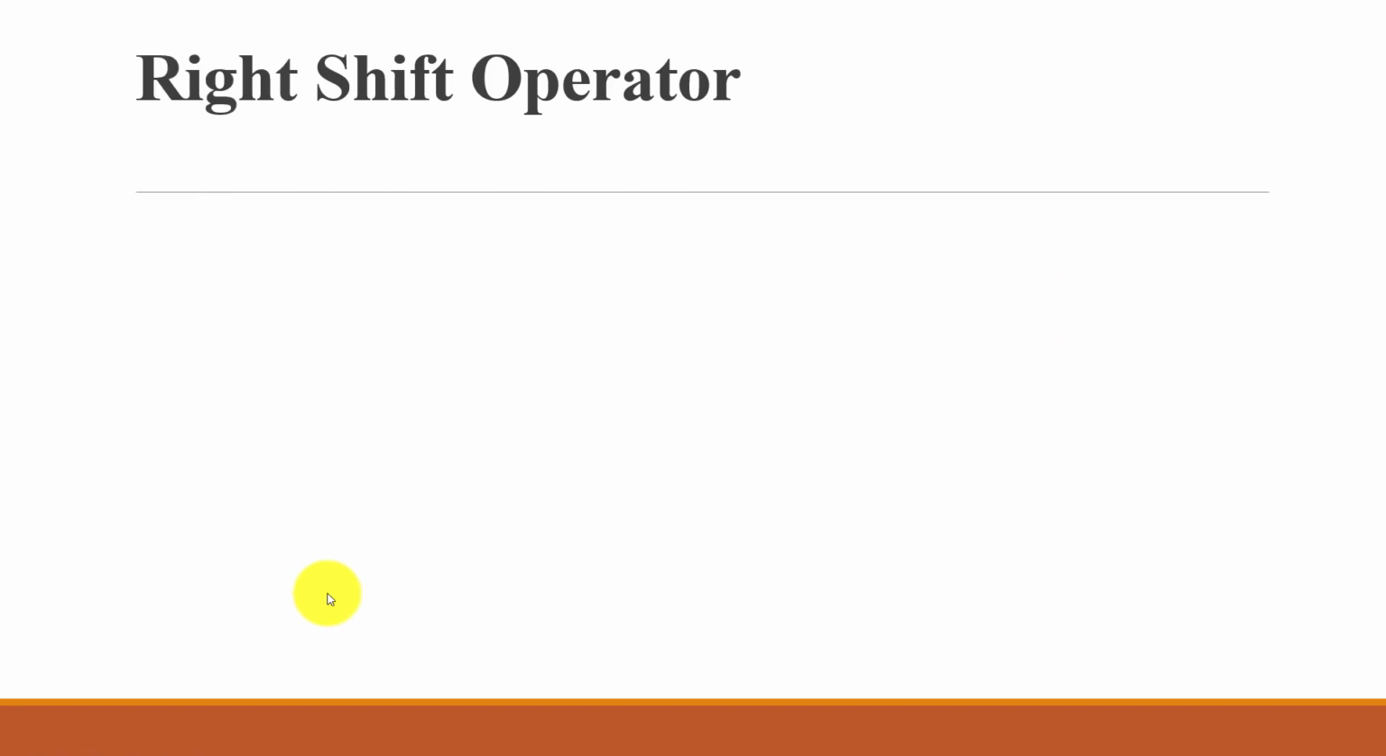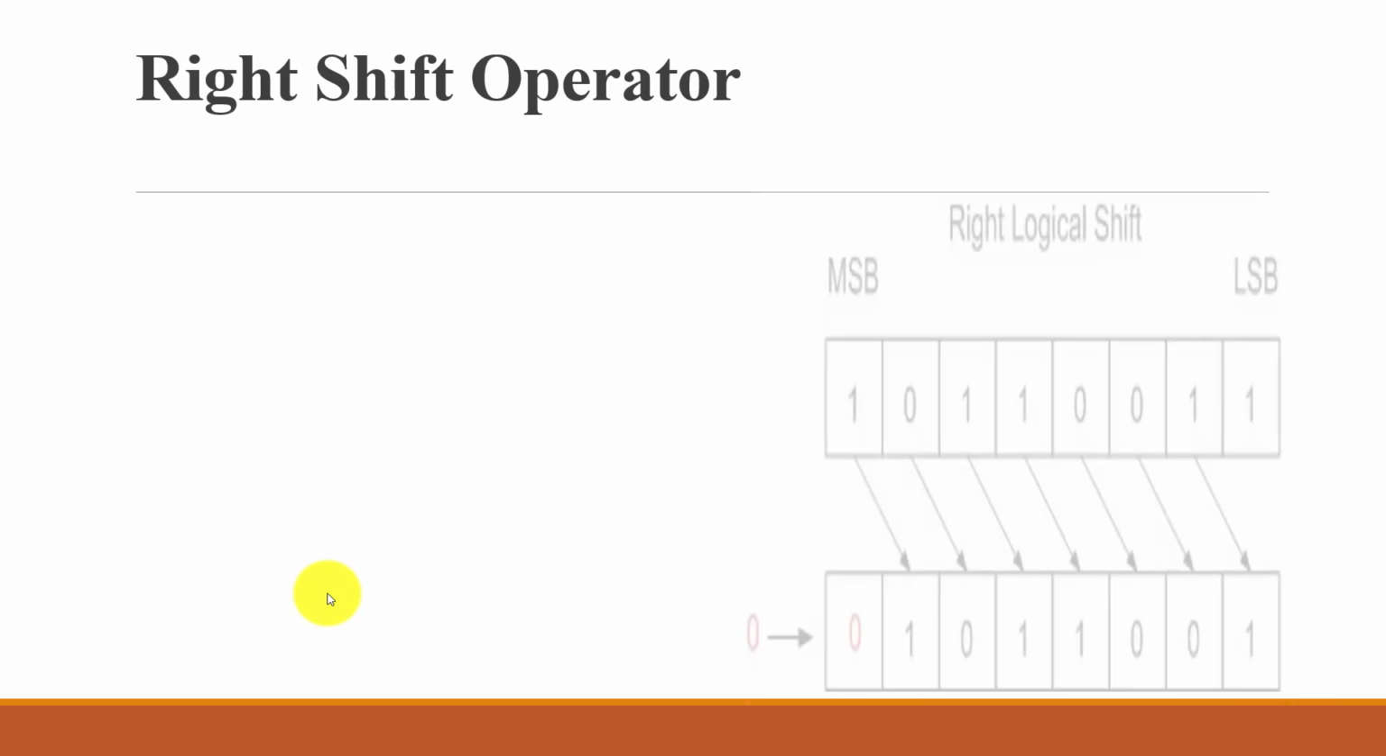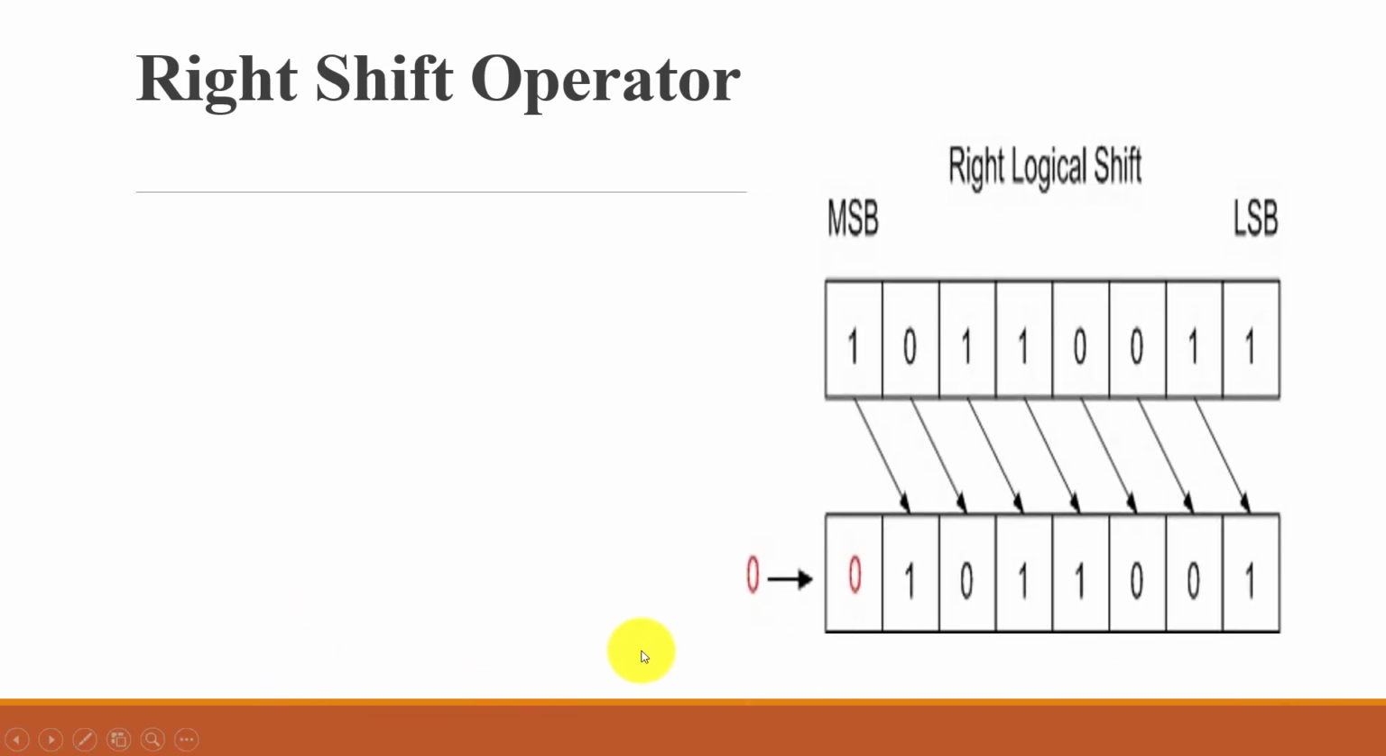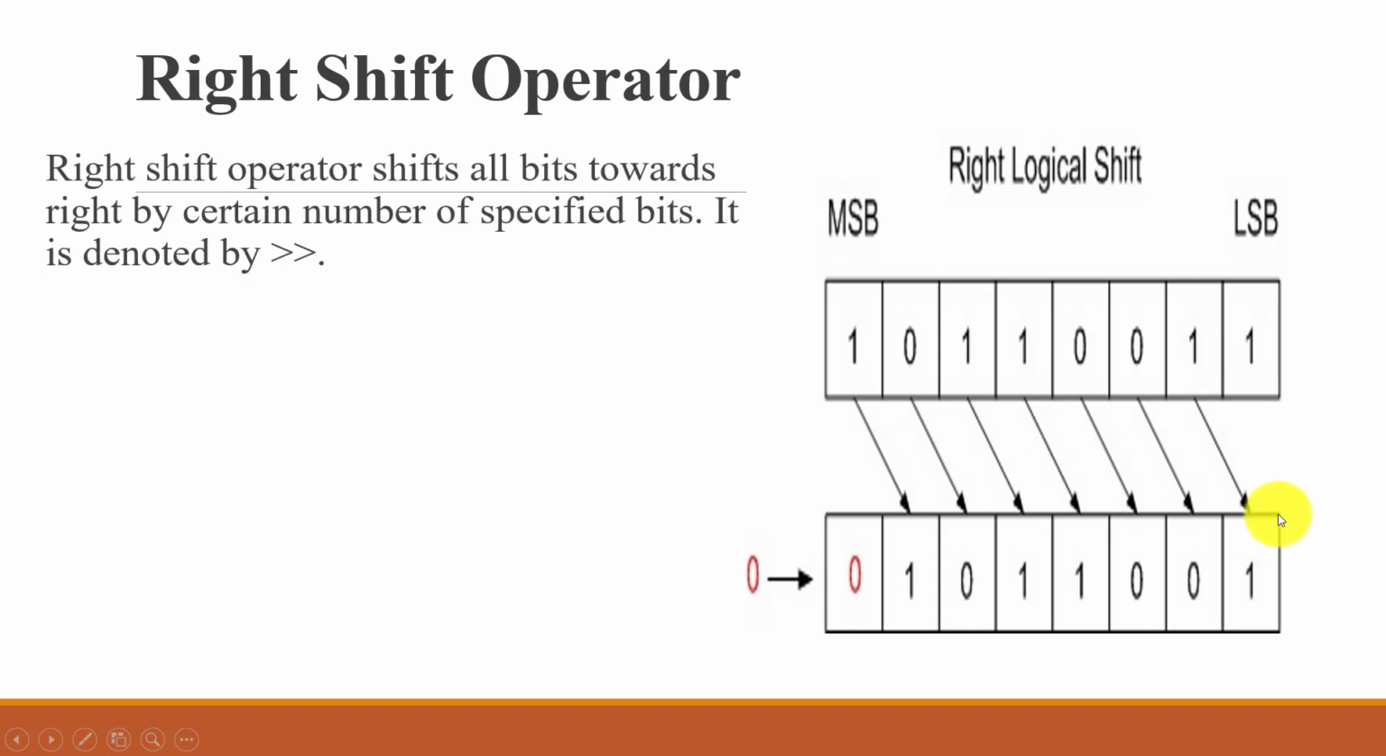Now let's understand what is meant by the right shift operator. Similarly, the right shift operator shifts bits to the right side. If I shift by 1 bit, the first bit on the right side gets discarded and I have to add 0 at the front. All the other bits shift to the next position on the right side only. That's why it is called the right shift operator.